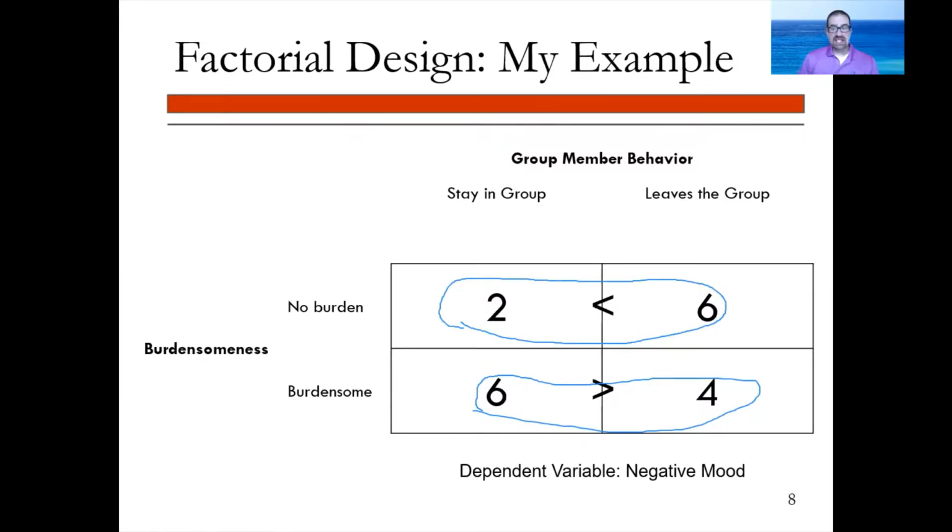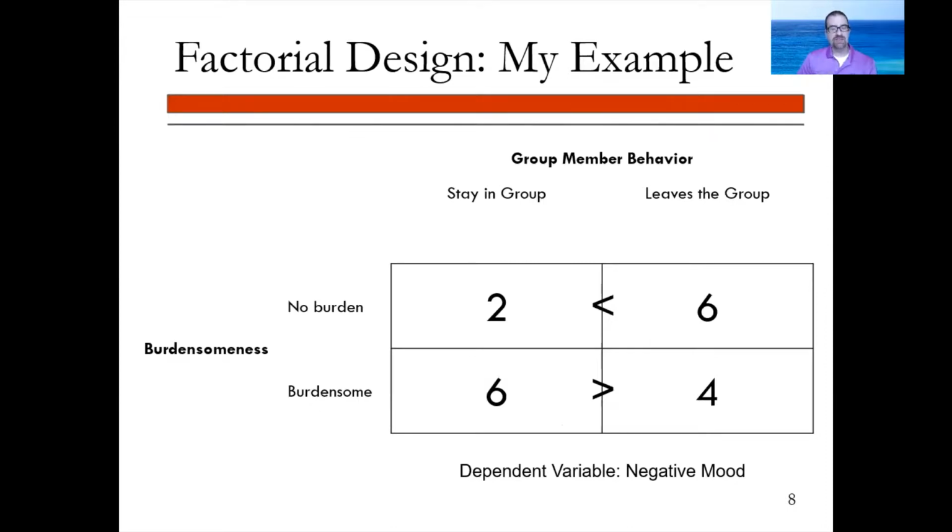So the overarching idea here, processing this through, is that we can see how the group member's behavior, whether they stay in a group versus one of the group members leaves, the impact of that on negative affect depends on whether that group member was burdensome or non-burdensome. So this goes through and reminds us what the interaction design looked like.